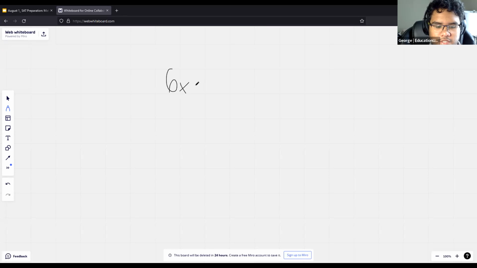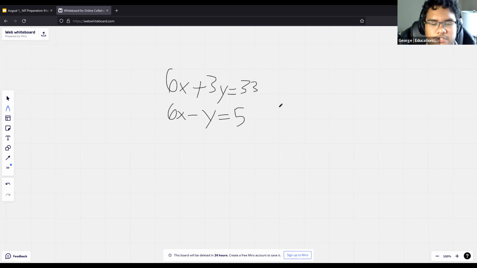So we start with the original equations, which were 6x plus 3y equals 33, and 6x minus y equals 5. Looking at this, there are two ways to go about solving it, one of which is much easier thanks to the presence of the 6x in both of the equations. The first strategy is to subtract one of the equations from the other. So you're basically going to subtract 6x minus y from 6x plus 3y, and 5 from 33, to get a combined equation.